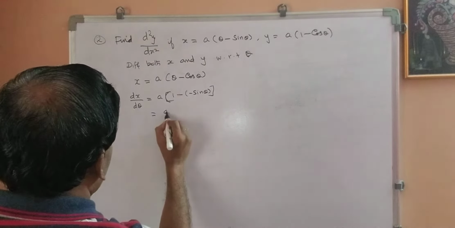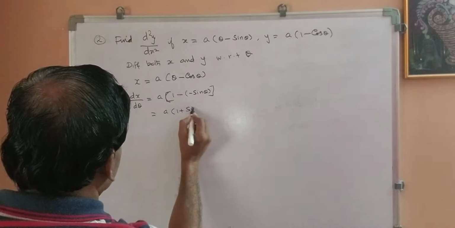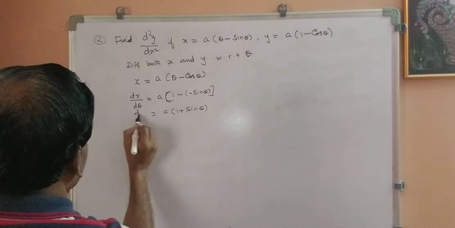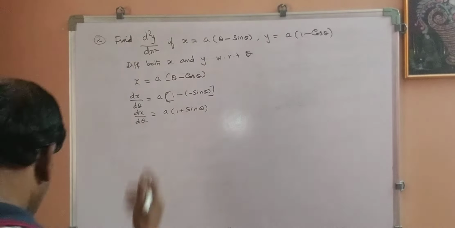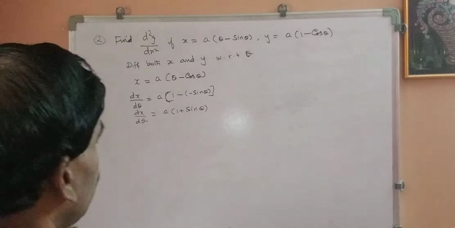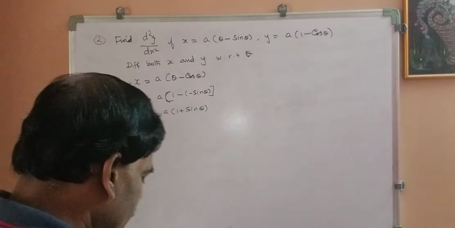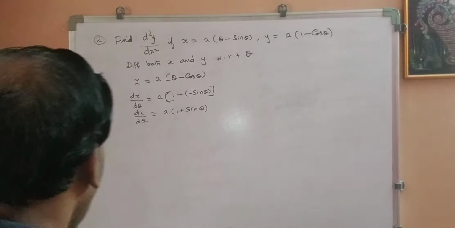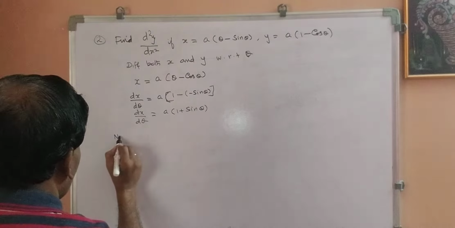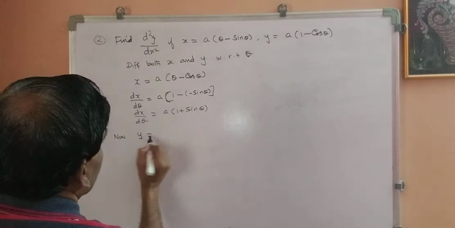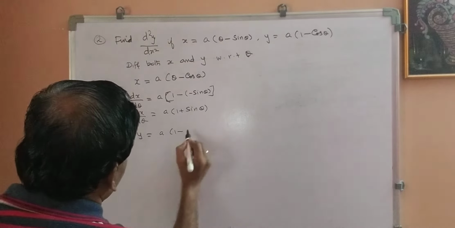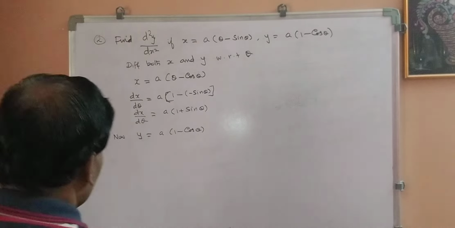So it is equal to a into 1 plus sin theta. This is dx by d theta. Now what we want? We have to find out dy by d theta. Now y equal to a into 1 minus cos theta.